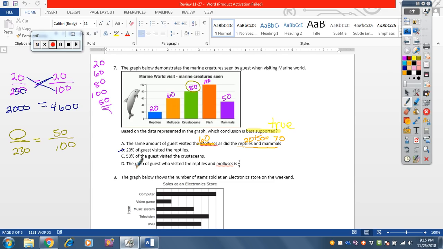D says the ratio, which means fraction, of guests who visited reptiles and mollusks is 1 to 3. So we have reptiles and mollusks is 1 to 3. We have 20 and 60. So cross product, 1 times 60, 3 times 20. If those answers are the same, D is true.